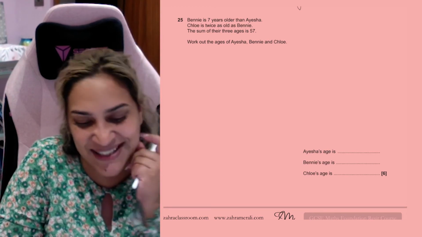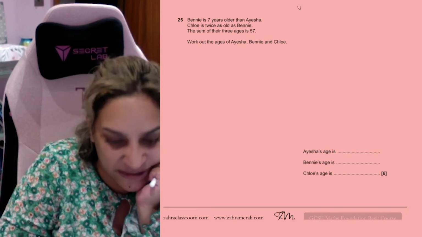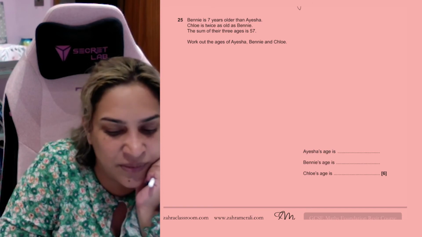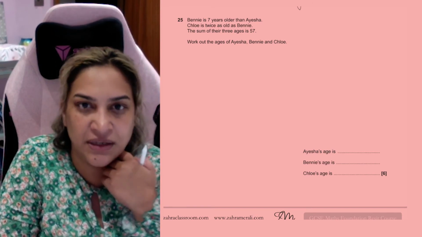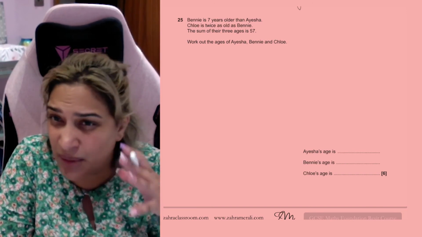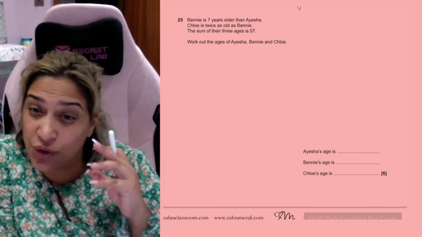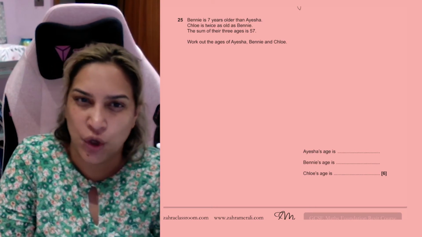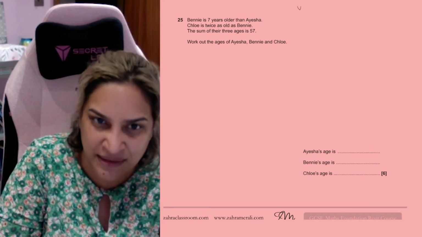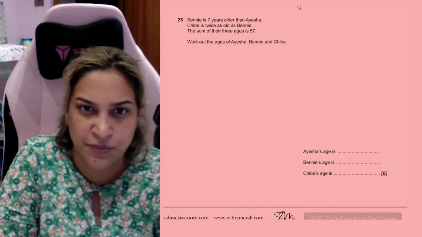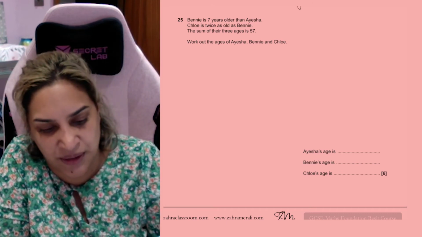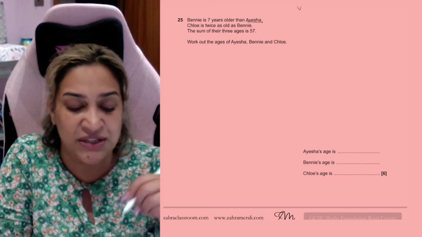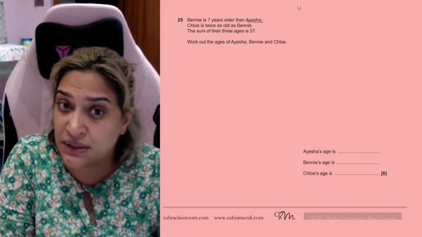So we've got Benny is 7 years older than Aisha. Chloe is twice as old as Benny. The sum of their 3 ages is 57. Whenever these questions come up, which they like to do a lot, what you need to do is think about who's going to be the youngest. So Benny is 7 years older than Aisha. So at the moment, Aisha is the youngest. And Chloe is older than Benny, so definitely Aisha is the youngest.